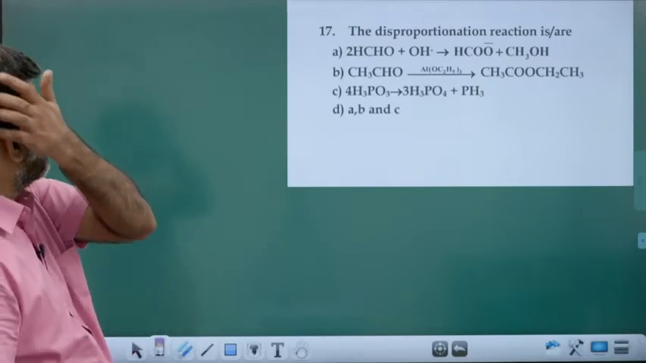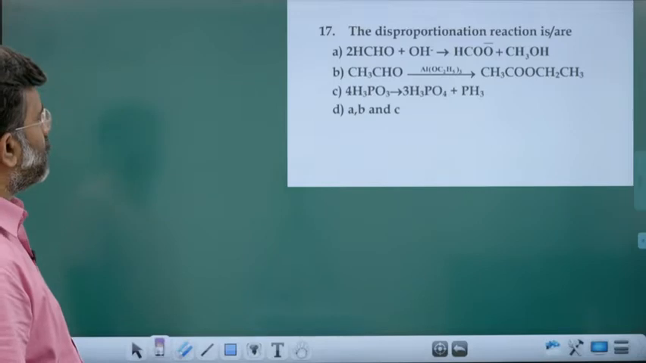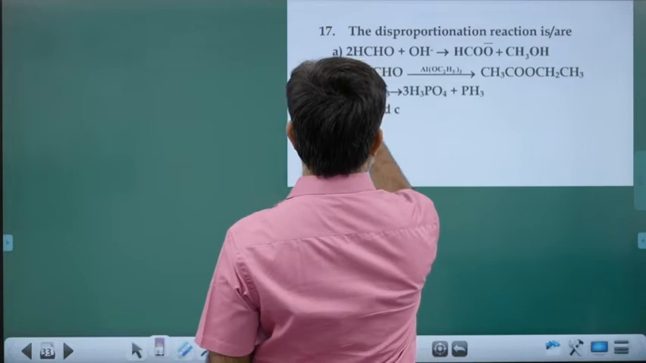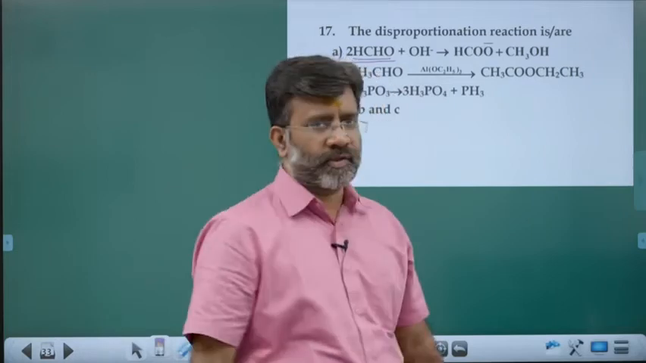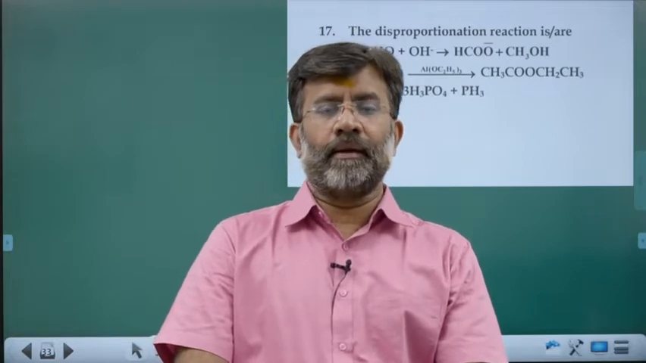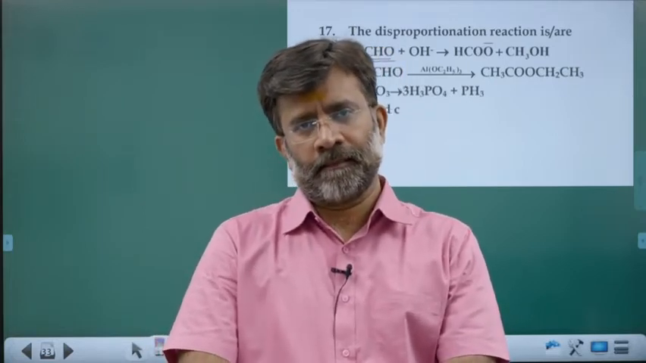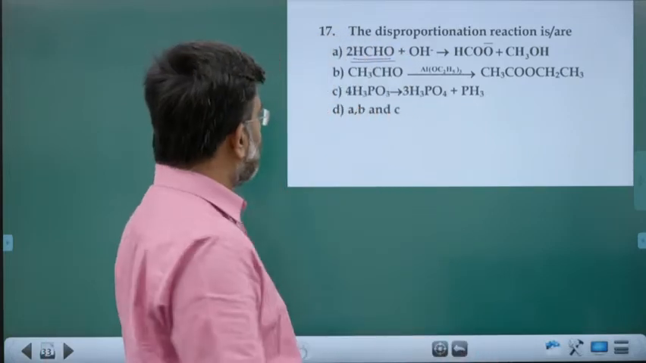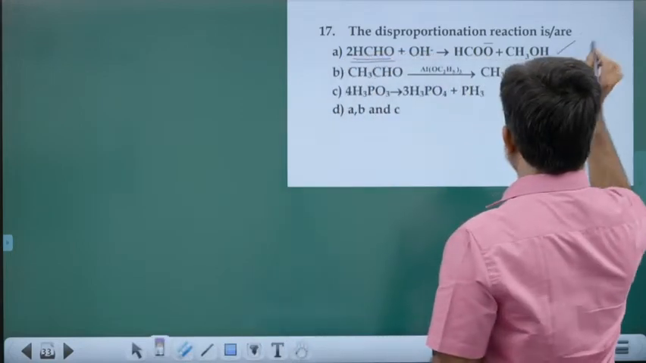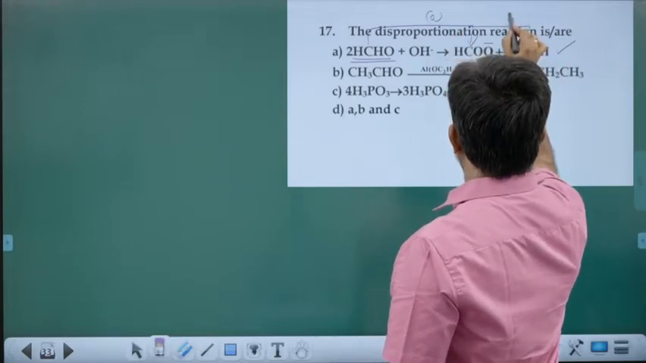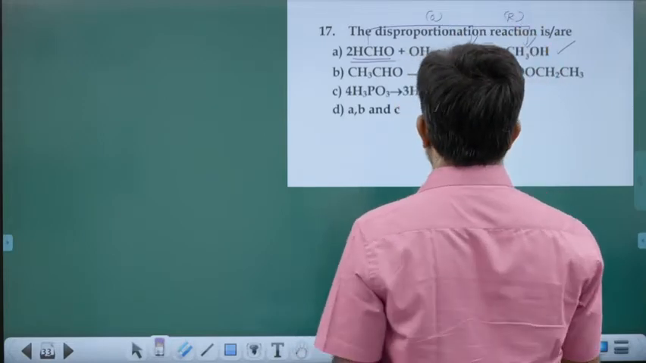Again, disproportionation reaction. This is a very famous organic reaction. HCHO, formaldehyde, is disproportionating to methanol and methanoic acid salt. A very famous organic reaction, the Cannizzaro reaction. That is a disproportionation reaction. See, this is oxidation and this is reduction. Now, what about the second one?